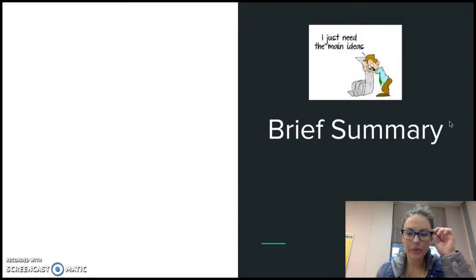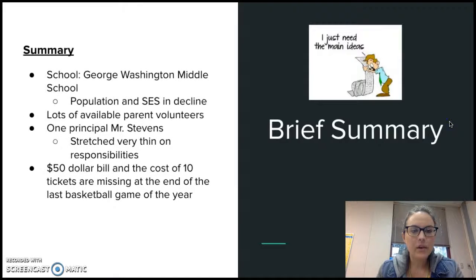So we're going to begin with a brief summary. The school that we're going to be talking about is George Washington Middle School, and their population is moving from more of a city public school to more of the population moving to the suburbs. That means that what is left behind is the lower socioeconomic status residents. There happen to be some positives left from that, though. They have a lot of parent volunteers that are really supporting the community at the school.